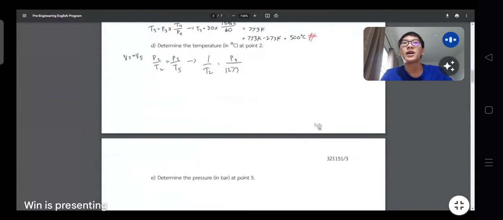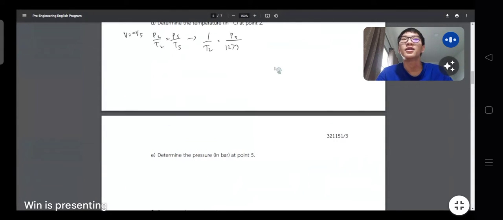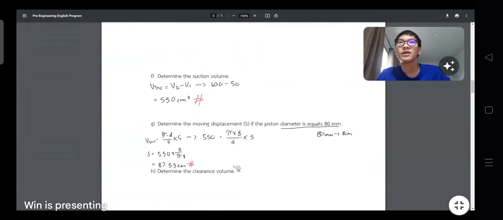Some questions I didn't answer fast enough, so I just left it there. Determine the suction volume. V suction is equal to V2 minus V1. Put the numbers together and you'll get 550 centimeters cubed.